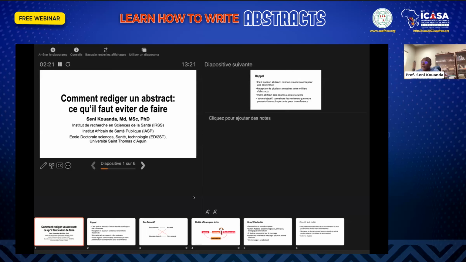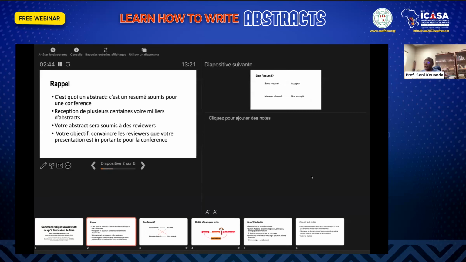Je vais me focaliser sur ce qu'il faut éviter de faire, étant entendu que j'ai déjà présenté à la session passée les différents points clés de la rédaction de l'abstract. Je vais d'abord faire un rappel pour dire c'est quoi un abstract. C'est un résumé de votre recherche ou de votre réflexion que vous soumettez dans le but d'avoir l'opportunité de faire une communication orale à une conférence scientifique ou à un congrès scientifique.